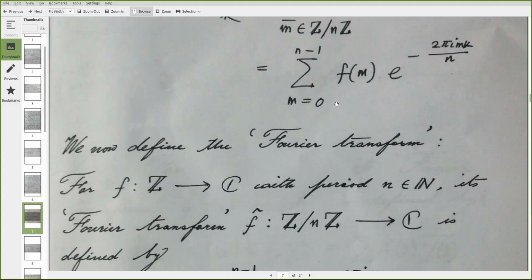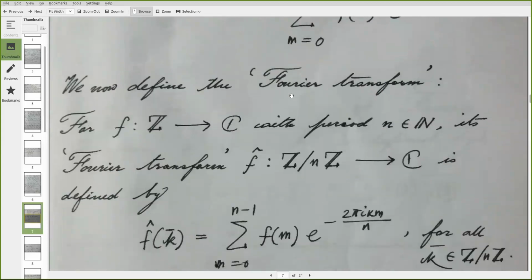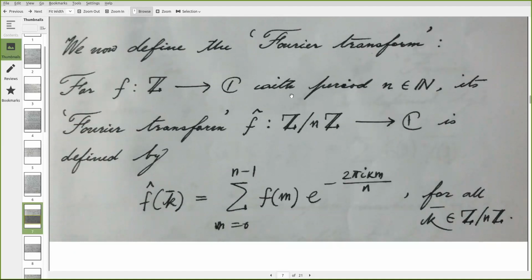Since the trigonometric functions e to the power 2 pi i n used to form an orthonormal basis of L2 of S1, when we write the periodic function over R as a combination of these basis elements, the coefficients in that expression were the usual Fourier coefficients of the function. They were defined just like this, but there the sum was replaced by integrals, and necessary changes were there. Keeping that analogy, we are defining the Fourier transform of a periodic function over Z as follows.